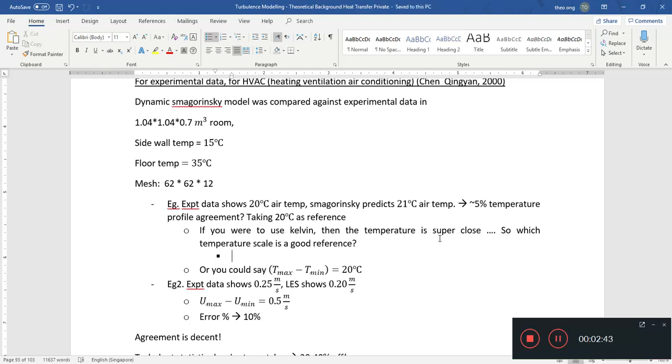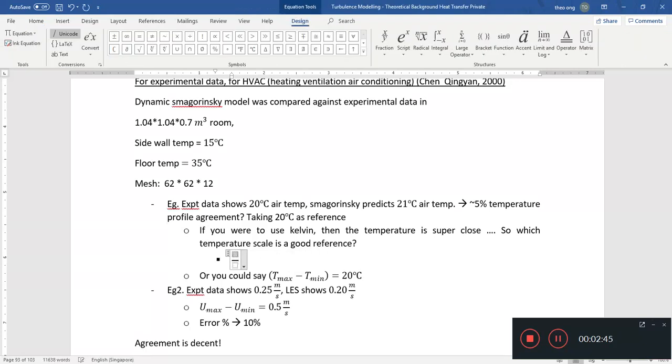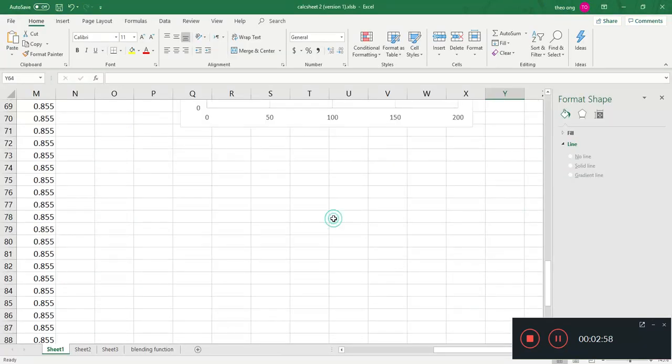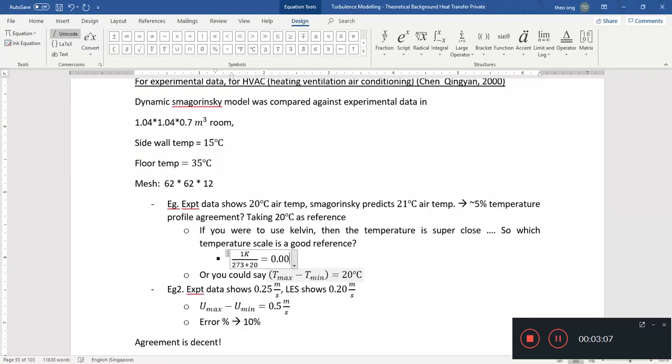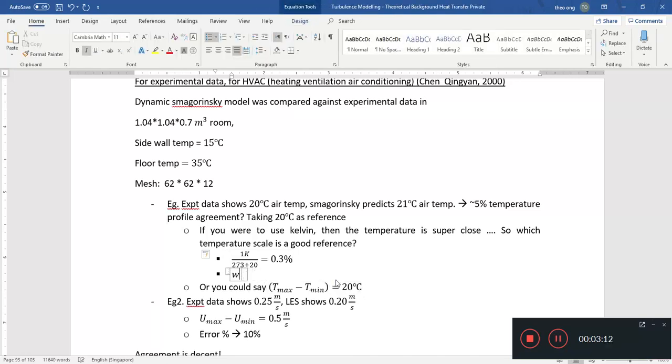So let's say you try to measure this temperature difference using Kelvin. What will you get? You get 1 Kelvin temperature difference. Then you divide by 273 plus 20, equals 1 divided by 293, and then we will get a very, very small temperature difference percentage. You get an error of 0.3%. So which is correct? Do we use 5% or 0.3%?